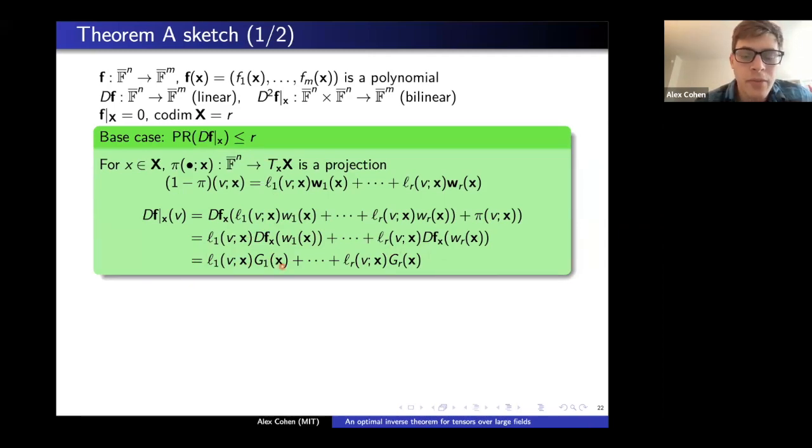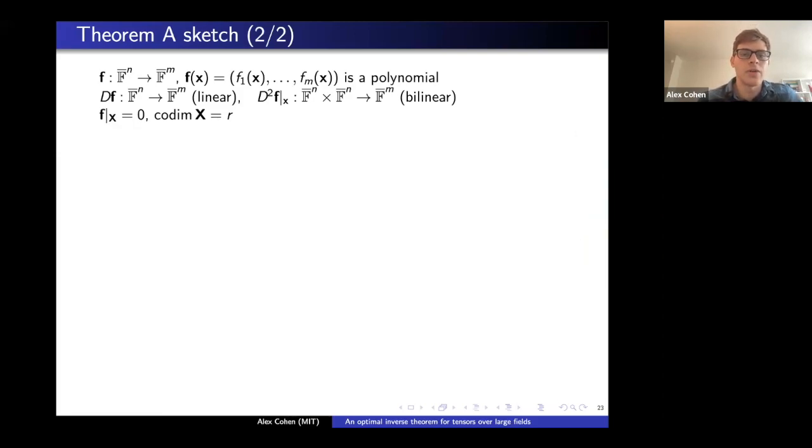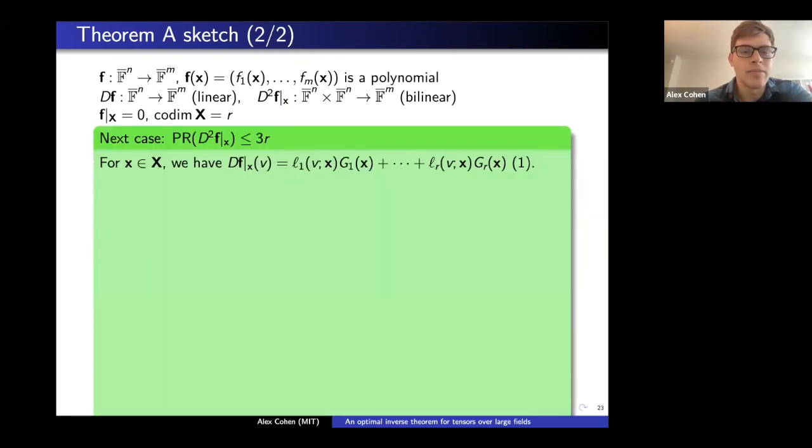So that's how we can build some rank r decomposition using the geometry of the variety of x. Our rank r decomposition depends on x. So now we're going to differentiate this decomposition to obtain our decomposition of the 3-tensor second derivative of f. So the second derivative of f is a bilinear form. It takes in 2 vectors and outputs a vector. Okay, so we have that for any x in x.